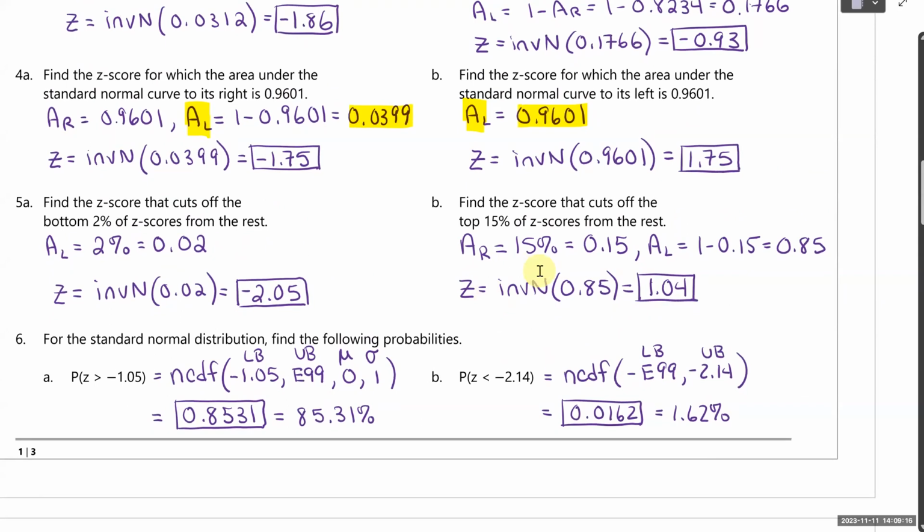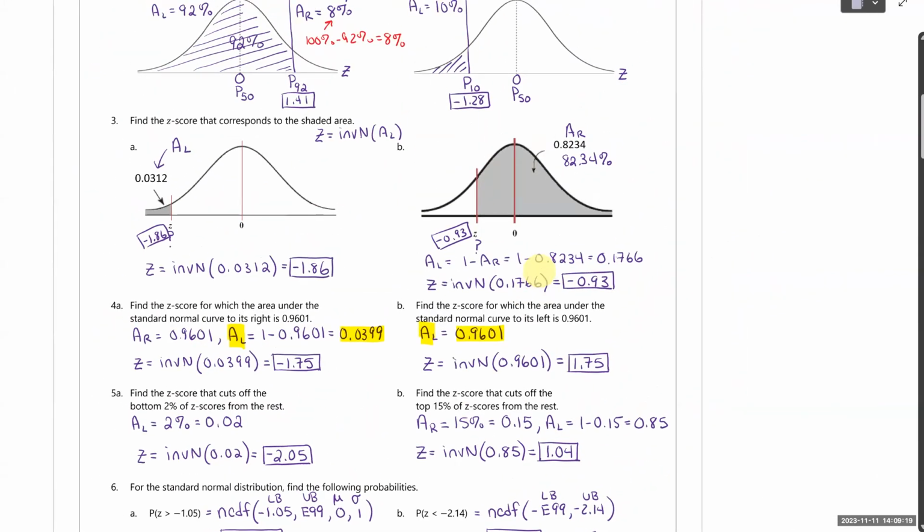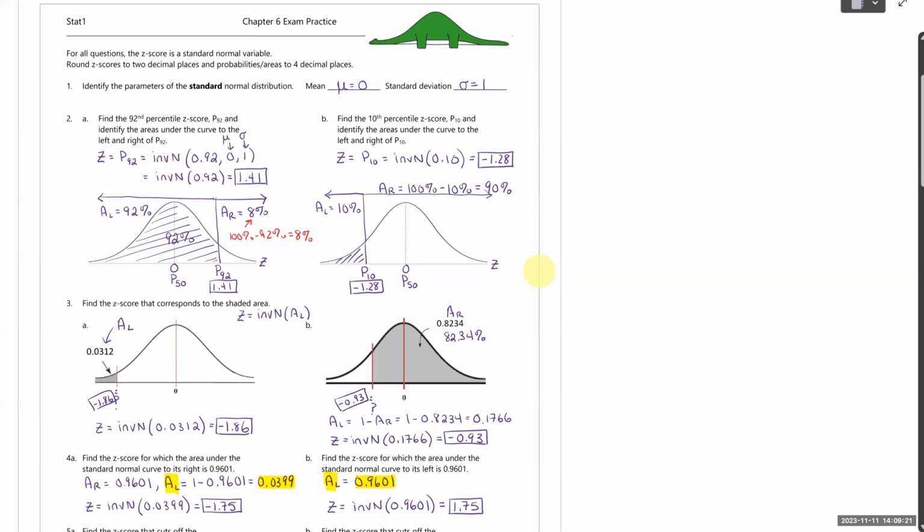All right, so that page covers z-scores, and then the remaining 2 pages will cover our application.